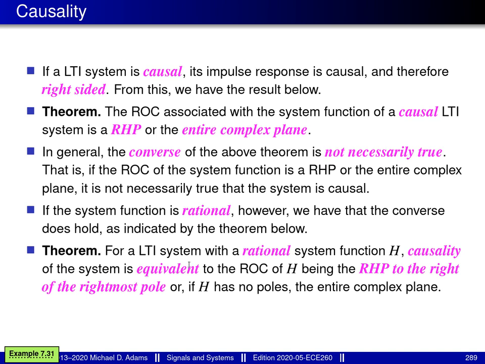For an LTI system with a rational system function big H, causality of the system is equivalent to the region of convergence of big H being the right half-plane to the right of the rightmost pole, or, if big H has no poles, the entire complex plane. In other words, as long as the system function big H is rational, the region of convergence of big H being either a right half-plane or the entire complex plane is equivalent to the system being causal. Since system functions are frequently rational in practice, this second theorem is often applicable.